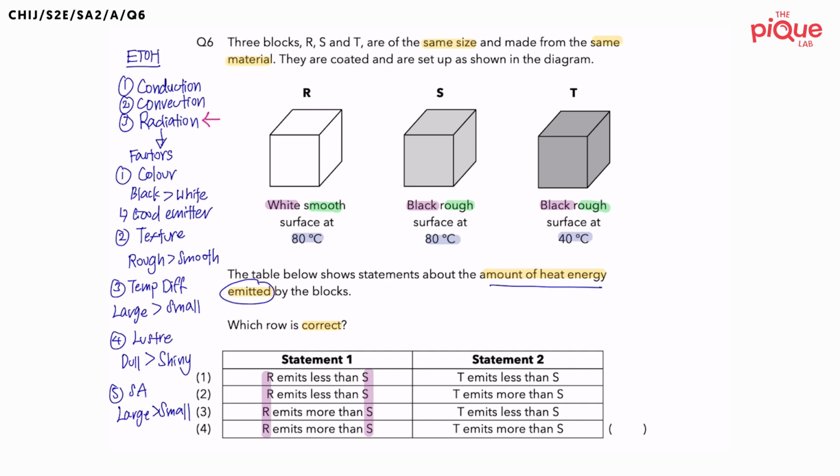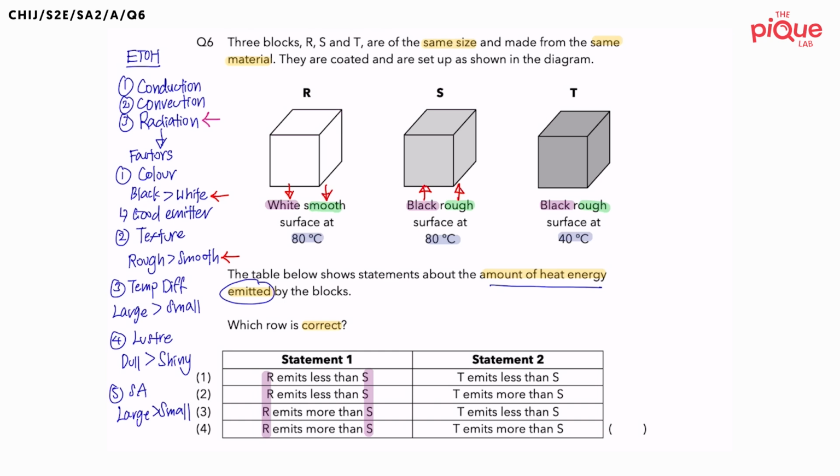Previously, we mentioned that black is a better emitter of heat than white. So do you think that black will emit more or less heat than white surfaces? Since it is a better emitter, it will emit more heat than white surfaces. R also has a smooth surface, while S has a rough surface. So previously, we mentioned that rough surfaces are better emitters. So if it is a better emitter, will it emit more or less heat? It will emit more heat.